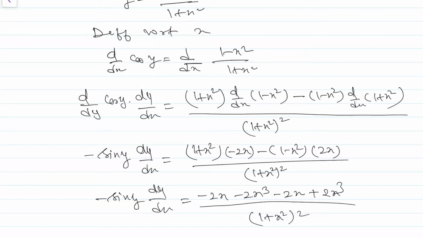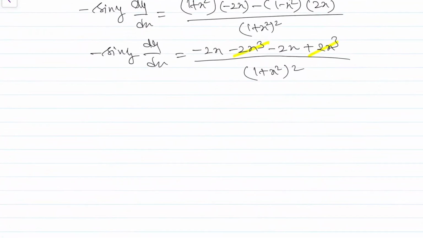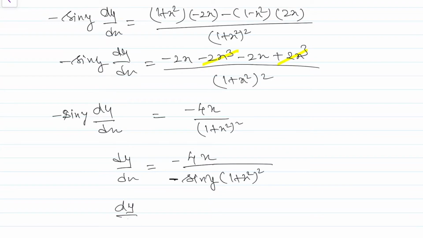Now this minus 2x cube will get cancelled with plus 2x cube. So on the right hand side we will be left with minus 4x divided by 1 plus x square whole square. On the left side we'll have minus sine y into dy by dx. Now the answer will be dy over dx is equal to 4x upon sine y into 1 plus x square whole square.